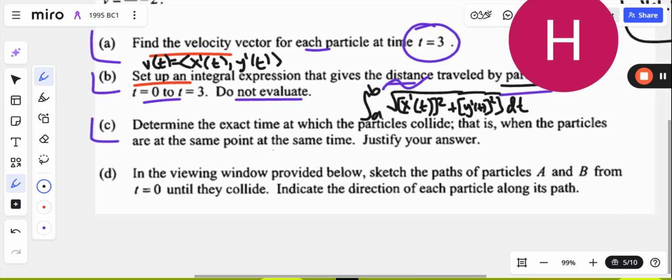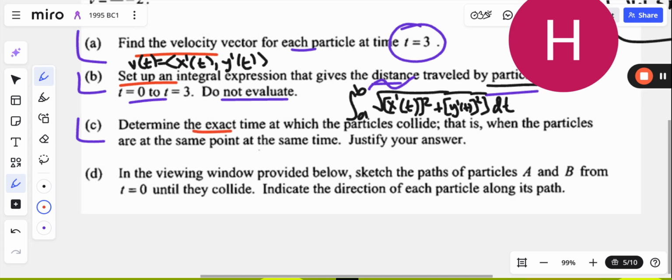Part C. Determine the exact time at which the particles collide. That is, oh wow, they really gave you how to do that. They held your hand there. They could have just said that, justify your answer. But they're telling you that it's when the particles, so you're finding a time at the same point at the same time.